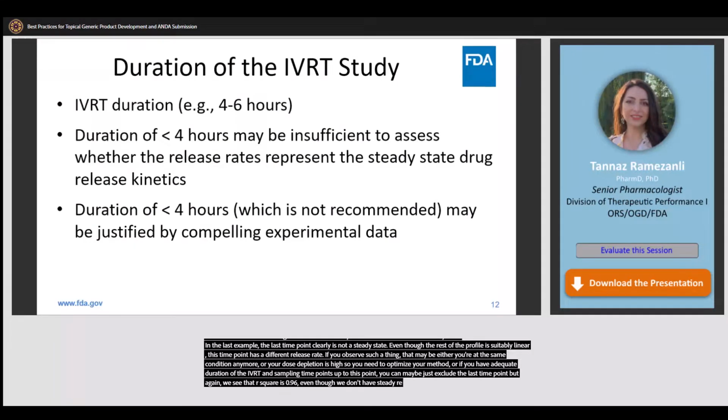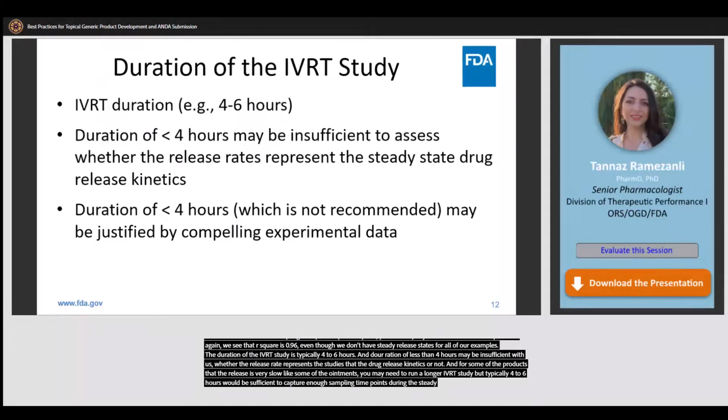The duration of the IVRT study is typically 4 to 6 hours, and a duration of less than 4 hours may be insufficient to assess whether the release rate represents the steady state drug release kinetics or not. And for some of the products where the release is very slow, like some of the ointments, you may need to run a longer IVRT study, but typically 4 to 6 hours would be sufficient to capture enough sampling time points during the steady state kinetics.